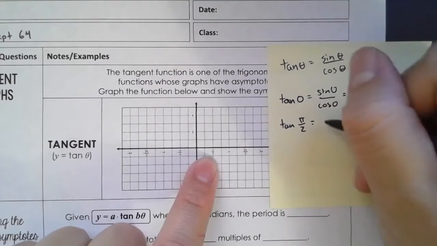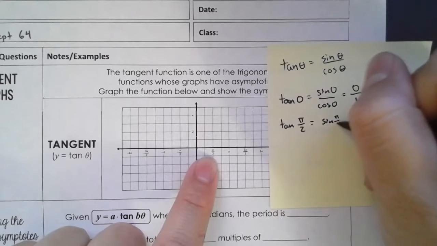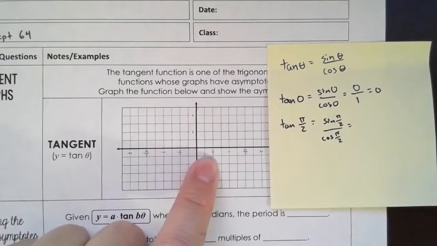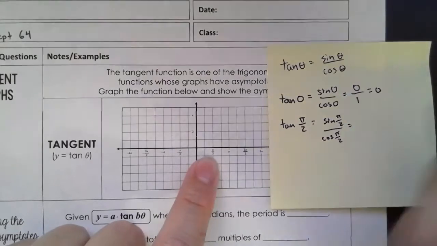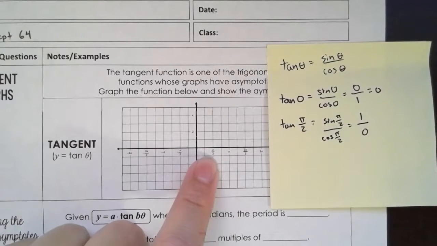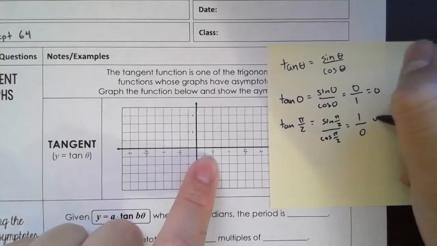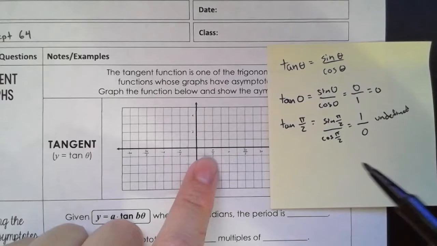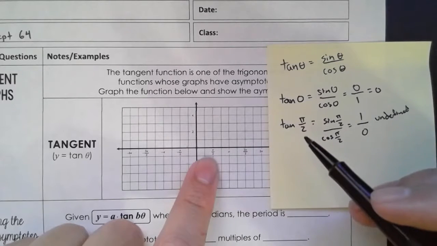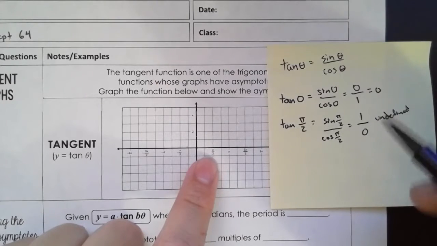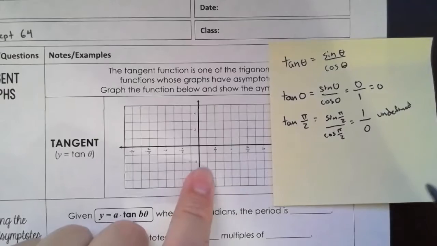Let's take tangent pi over 2. Now what happens here? Sine of pi over 2 over cosine pi over 2. The sine of pi over 2 is 1. The cosine of pi over 2, however, is 0. This is of course undefined. In other words, you can't input pi over 2. And if you recall from our current rational functions unit, whenever you have something you can't input because it gives you something undefined, you're going to have an asymptote.